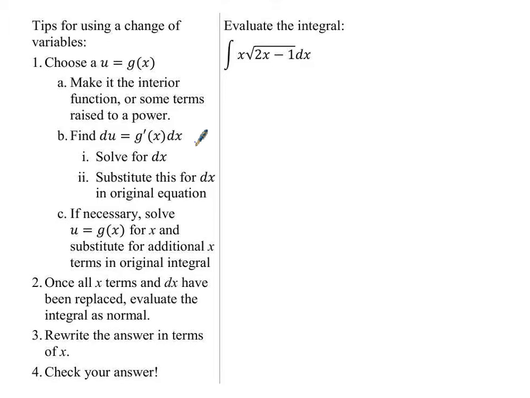Then solve for dx or whatever it is you need to solve for. We will have some examples here where we're actually going to have to not solve for dx. We're going to have to solve for something different. Substitute this in for dx, or whatever you're substituting it in for. If you need to, you may have to solve u equals g of x for x and substitute that in, so that once you have it all substituted out, there are no x's remaining.